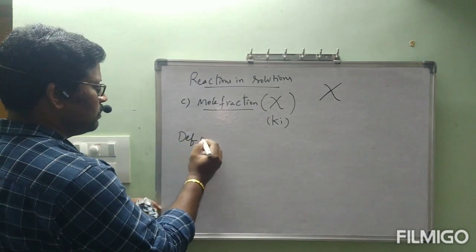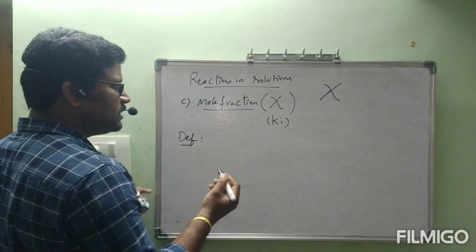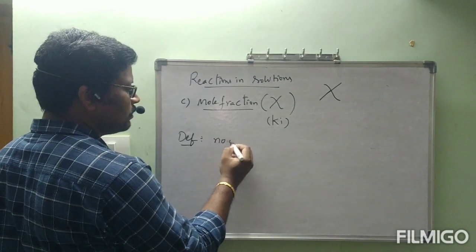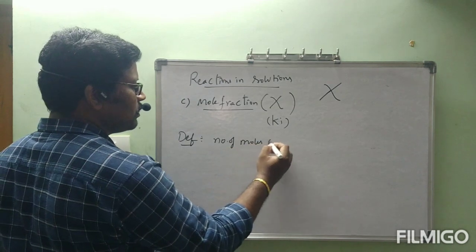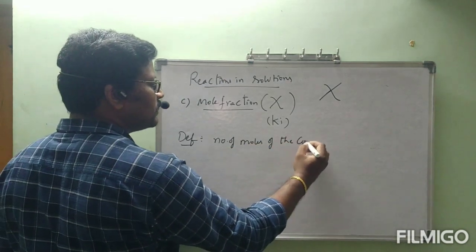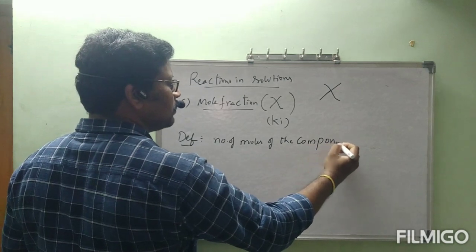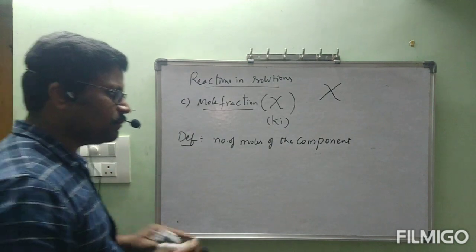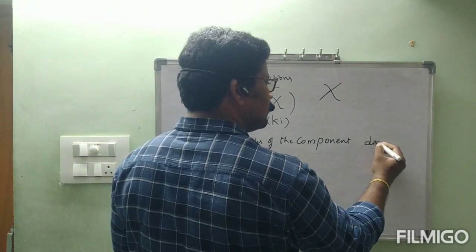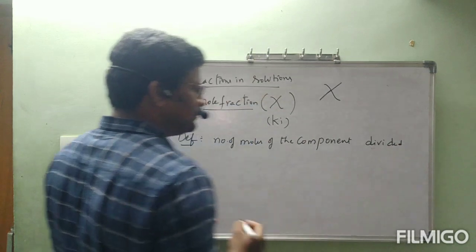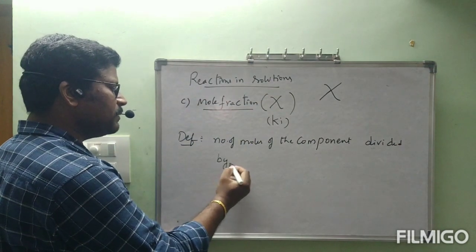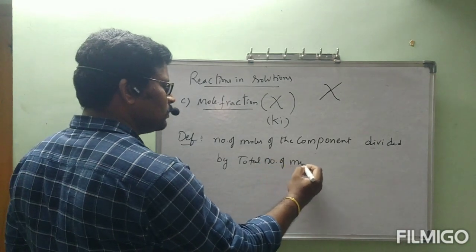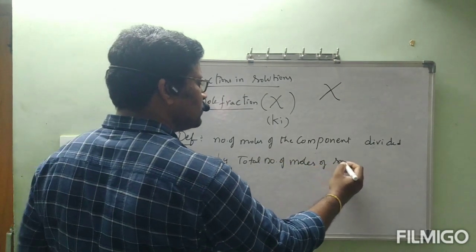Definition. Mole fraction is defined as number of moles of the component divided by total number of moles of solution.